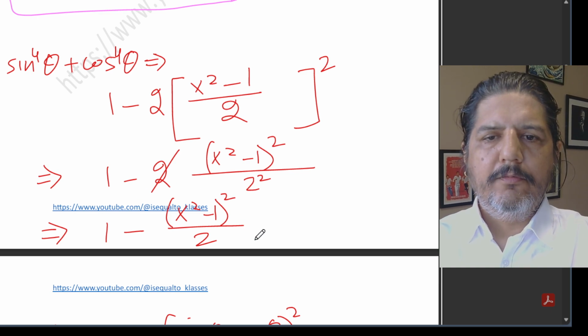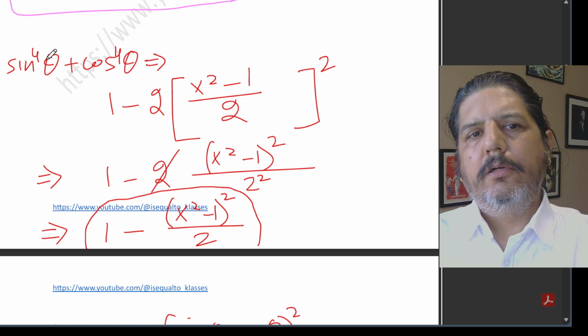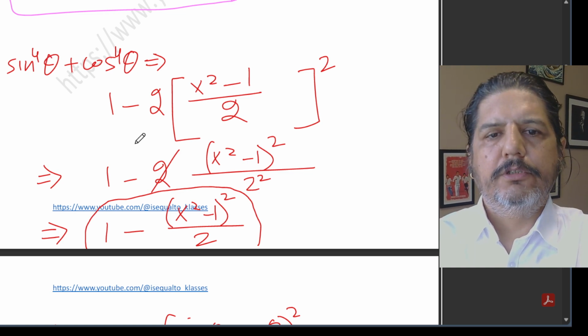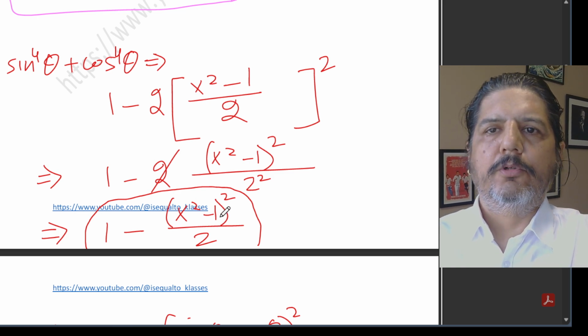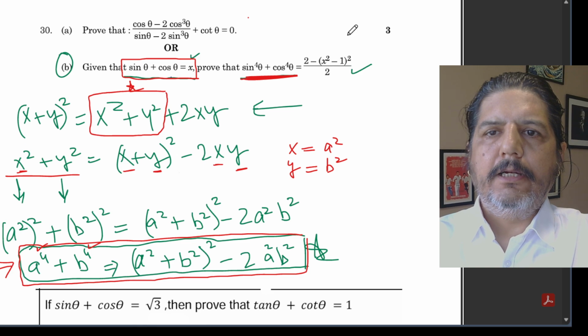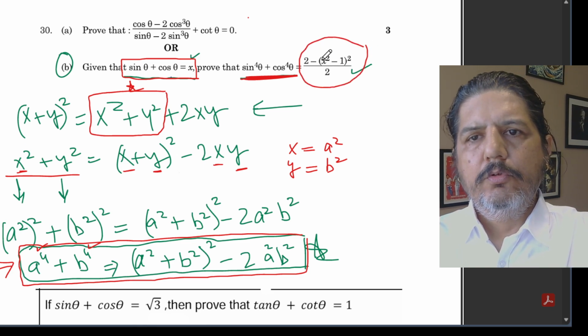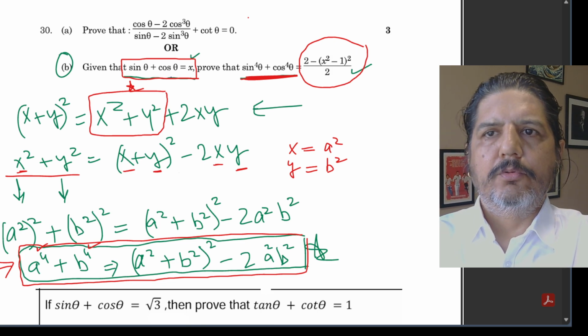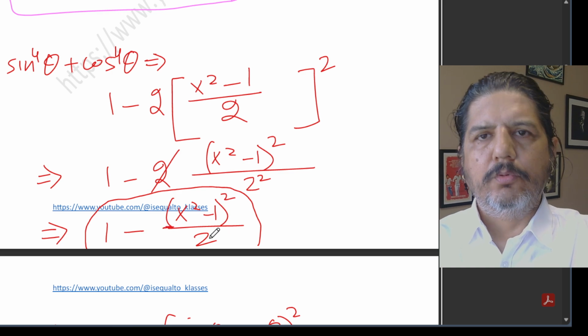So now what I have proved is that sine raised to power 4 theta plus cos raised to power 4 theta is equal to 1 minus (x square minus 1) whole square upon 2. Now, let us look at the right side. What do they want? So, it is 2 minus (x square minus 1) whole square upon 2. I have got 1 minus (x square minus 1) whole square upon 2. I've almost reached the solution.